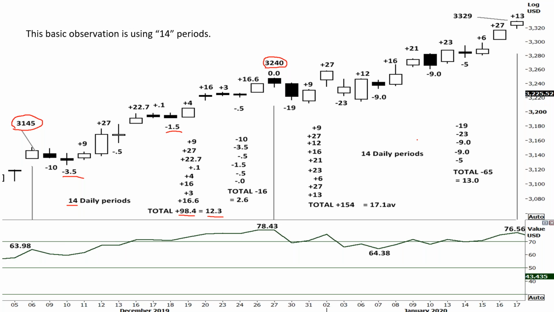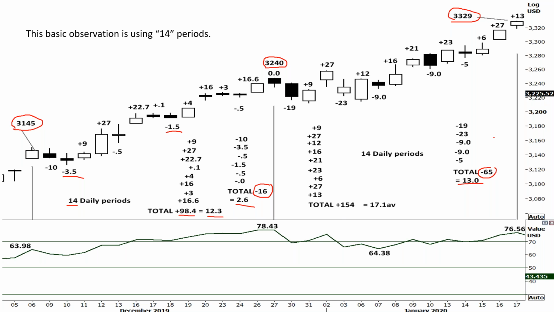All good. Except up here, the market went on to move into 3,329, basically another 80 points or so from the lows. If we add up all of the gains on there, a total of 154 points gained over the 14 periods, and then the total downside was 65 points. Here we had a downside of 16, here we have a downside of 65 points, an average of 13 against an average of 2.6.